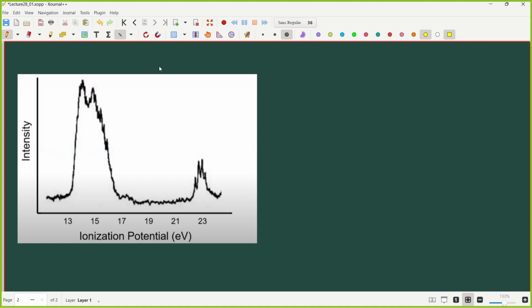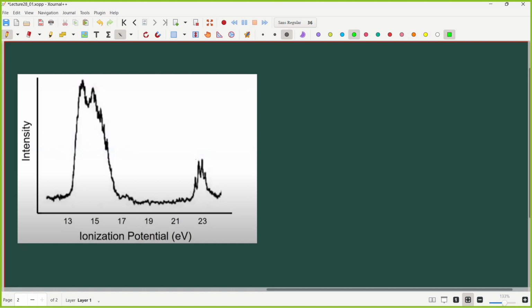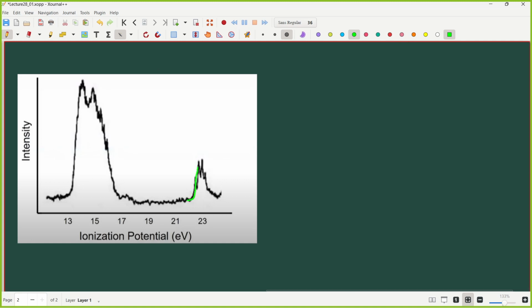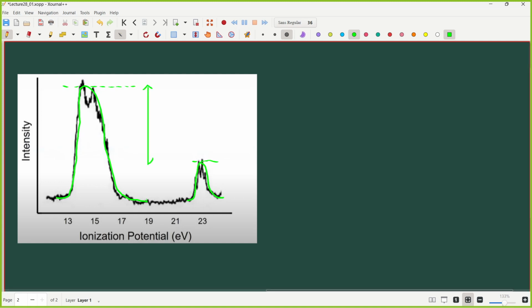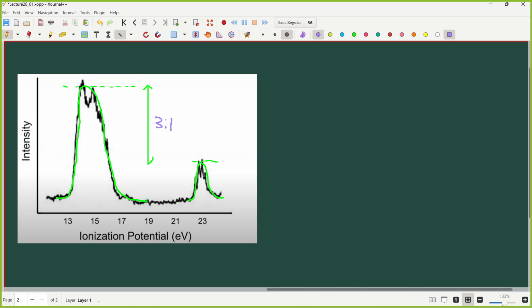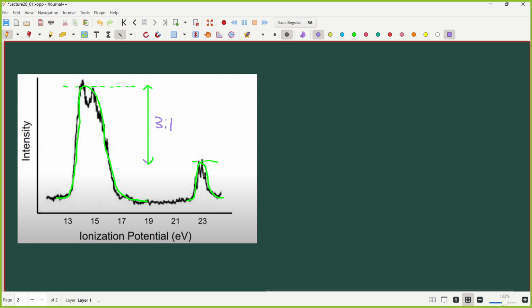In fact, if we look at the intensities in particular, if we just fit this peak here, and we look at these intensities, and we measure the ratio of these peaks, the peak difference is about 3 to 1. Hey, that's interesting. Didn't we just have a 3 to 1 combination? Right? Didn't we just see that?